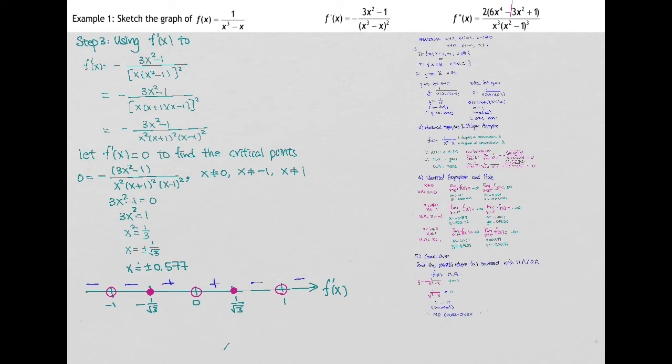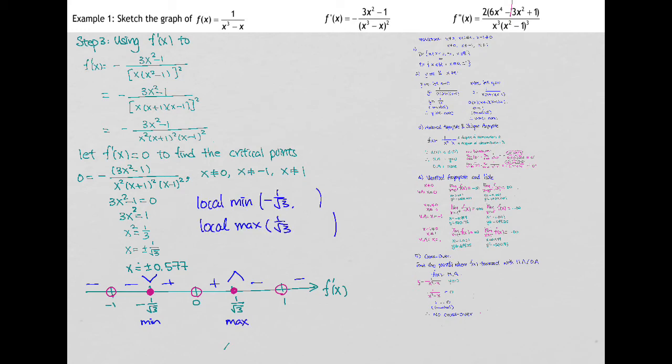So this means at x equals -1 over root 3, on the left-hand side it is negative, meaning decreasing. On the right-hand side it is positive, meaning increasing. So we have a local minimum here. And at x equals 1 over root 3, on the left-hand side it is positive, meaning increasing. On the right-hand side it is negative, meaning decreasing. So we see there is a maximum.